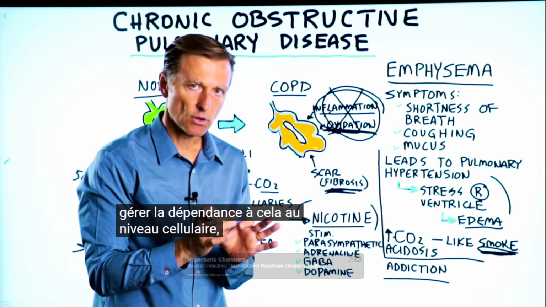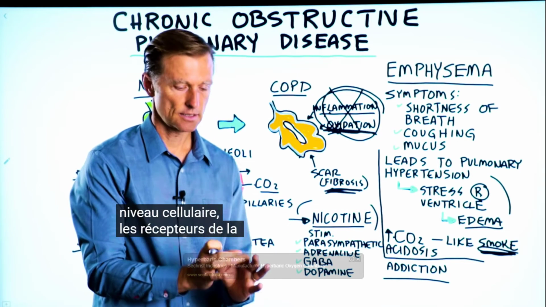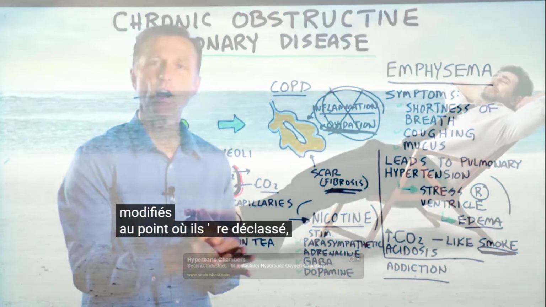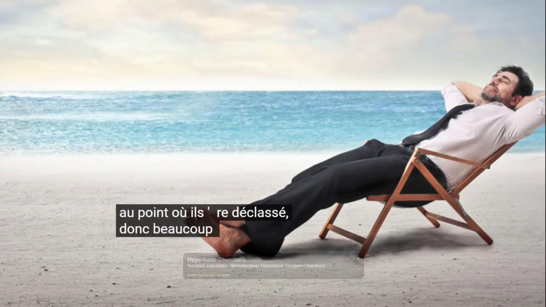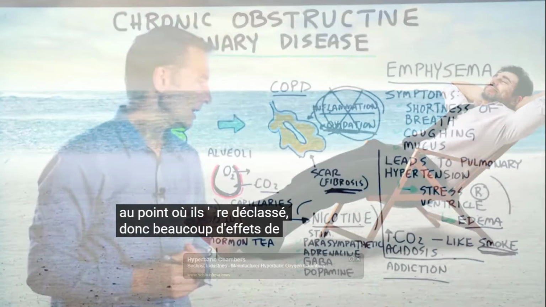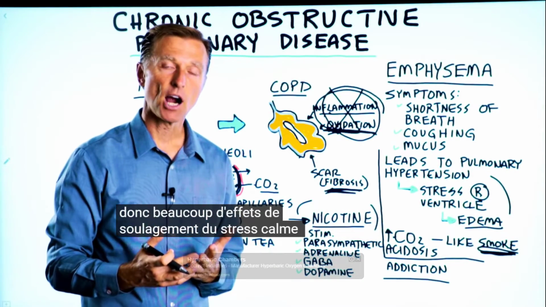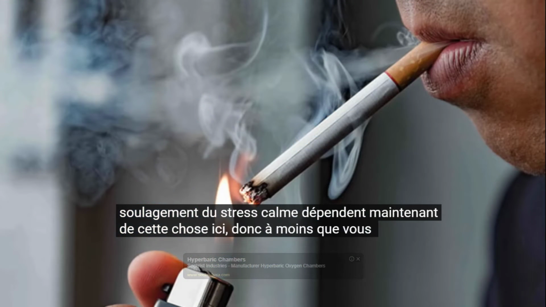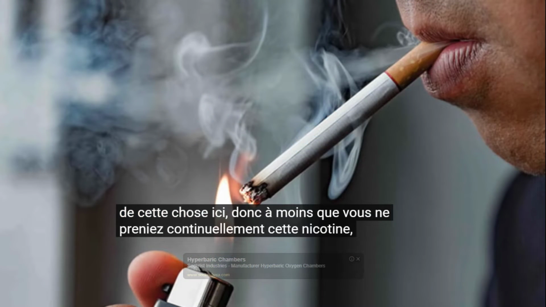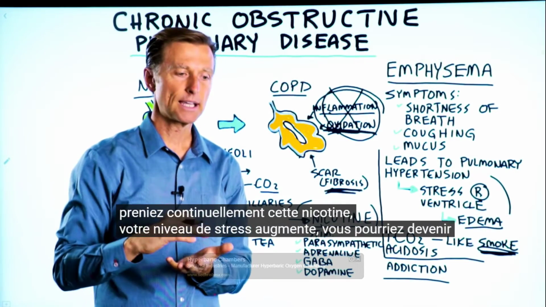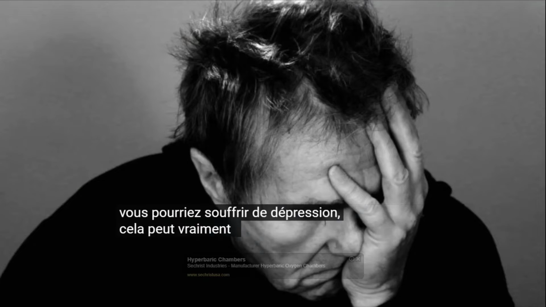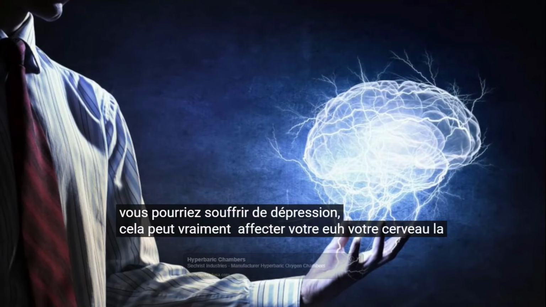At the cellular level, the receptors for nicotine have been altered to the point where they're downgraded. So a lot of the effects of feeling calm, stress relief, are now dependent on this thing right here. So unless you continually take in this nicotine, your stress level goes up. You might get slightly irritable. You might get angry. You might have depression. It can really affect your brain.